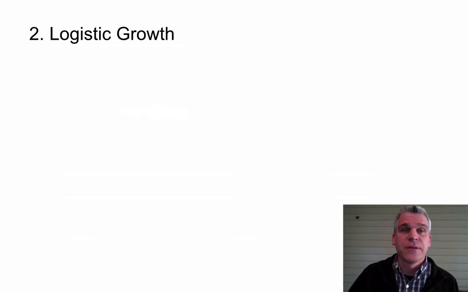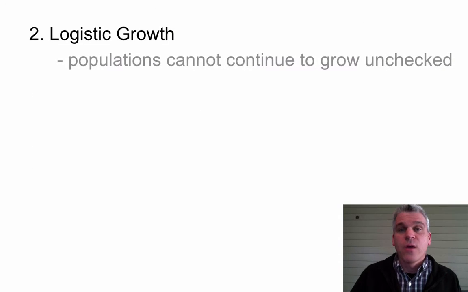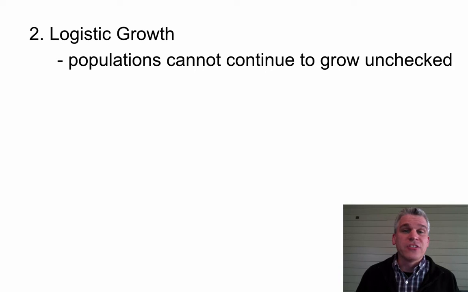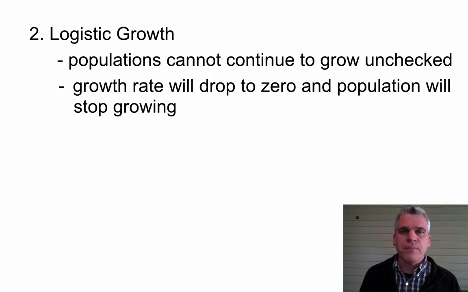but the reality is that populations can't simply continue to grow exponentially like this. What we see more often is a logistic growth pattern, where because populations just simply can't continue to grow unchecked, they're going to level off at some point. And when they level off, we say that the population rate will drop down to zero. Now note, we're saying that the rate is dropping down to zero, not the population. So the population can still be high. All we're saying is that the population is not getting any bigger. It's simply staying the same.